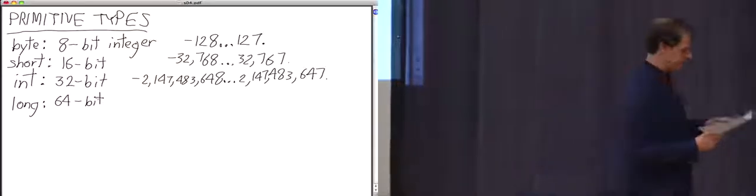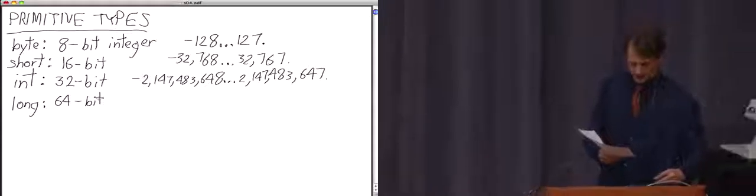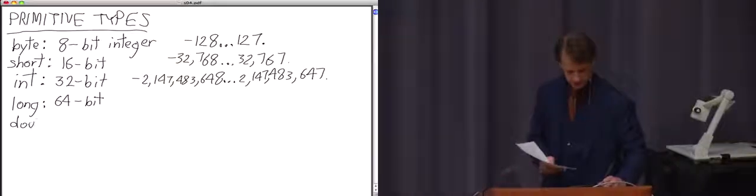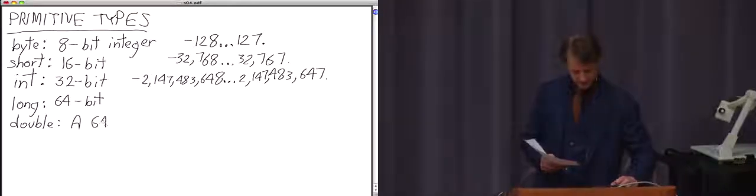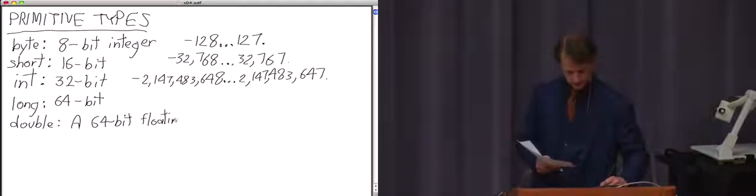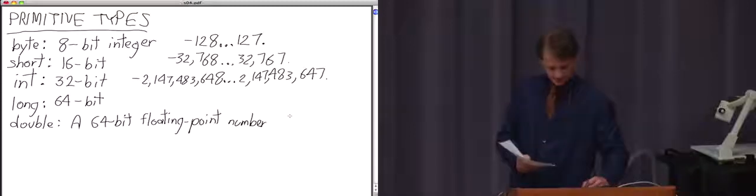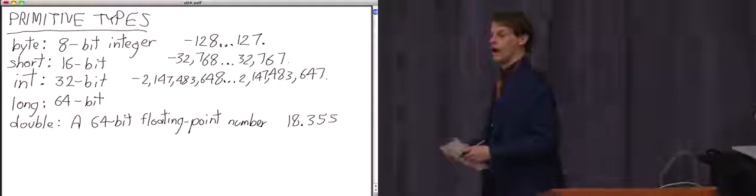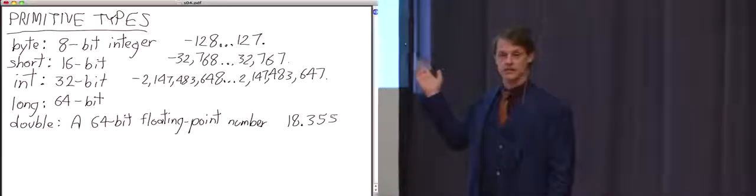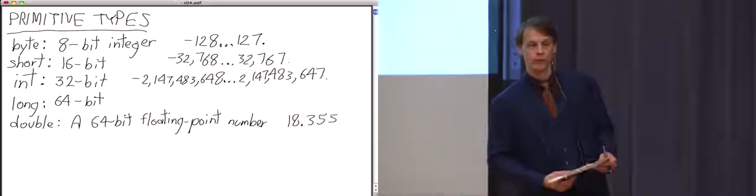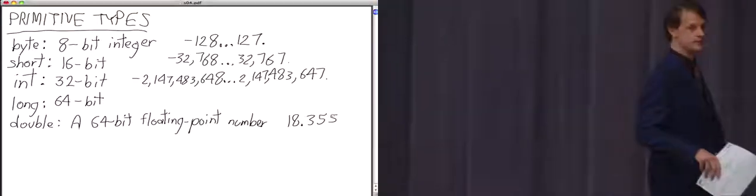by trying to store a number that's too big to fit in memory. Then we have the floating point types, which include the double precision floating point, which is a 64-bit floating point number. And generally, these are used for anything with a decimal point, like, say, 18.355. And again, when you take 61C, you'll learn how floating point numbers are stored in memory. We're not going to touch that here. It's kind of complicated.